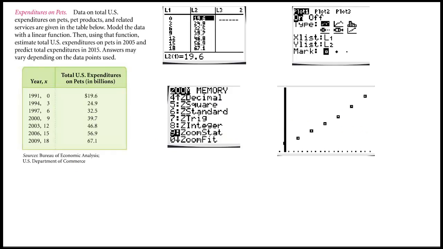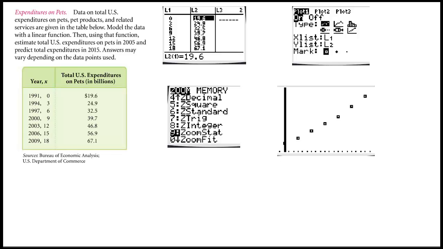So for the first problem, let's look at expenditures on pets. Data on the total U.S. expenditures on pets, pet products, and related services are given in the table below. Model the data with a linear function, then using that function, estimate the total U.S. expenditures on pets in 2005 and predict the total expenditures in 2015. Answers may vary depending on the data points used.